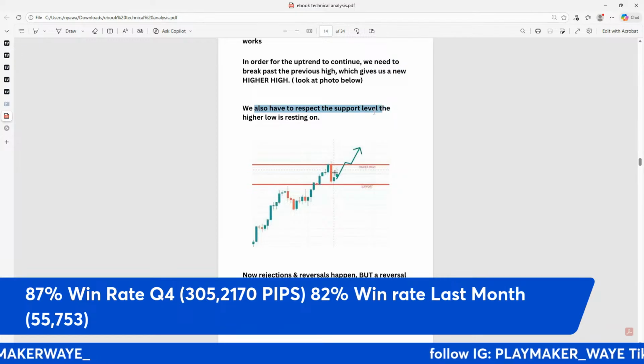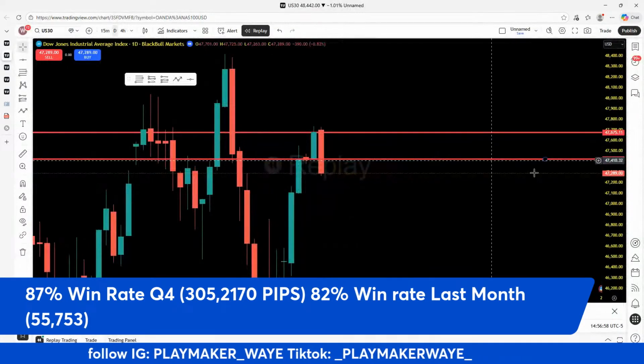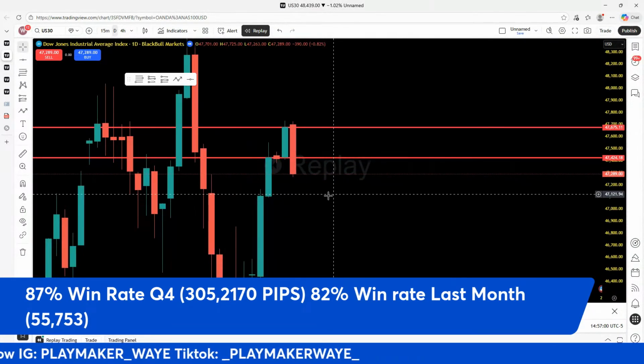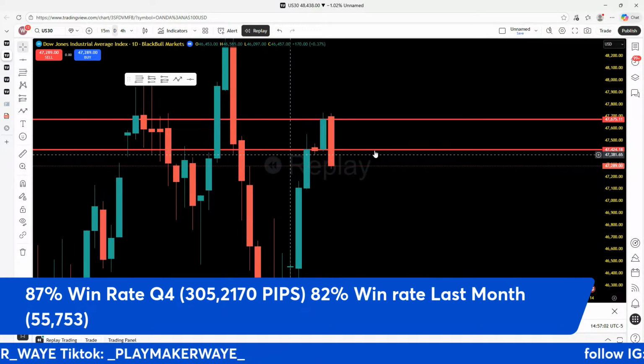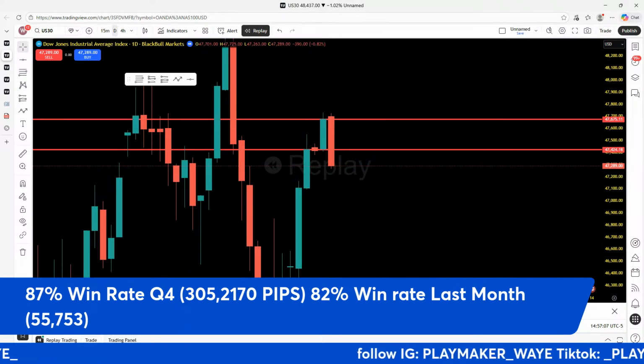So what does it say next? We also have to respect the support level the higher low is resting on. So did we respect the support level the higher low is resting on? Let me know in the chat. Yes or no. Did we respect the support level?